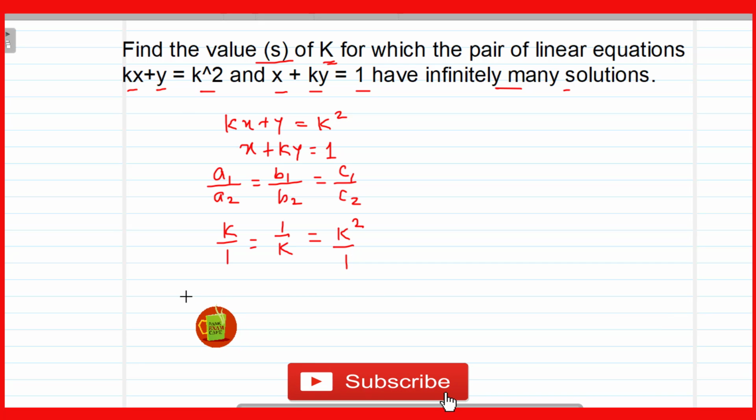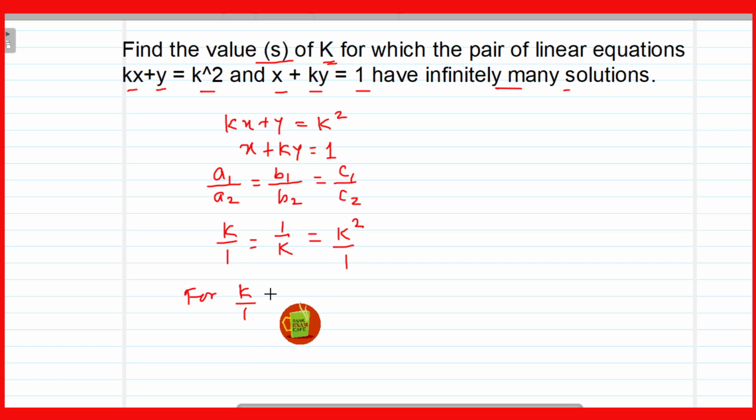So for k upon 1 equal to 1 upon k, cross multiplying we get k square equal to 1, and therefore k is equal to the square root of both the sides, plus minus 1. Highlight this because you have got the value of k here, that is plus minus 1.